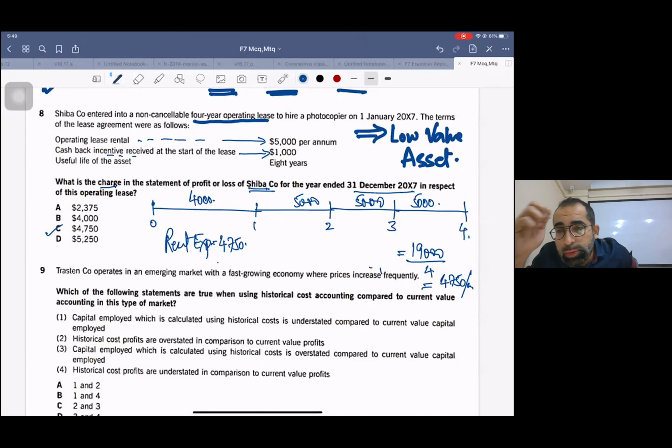This is something non-routine for you guys. As per my research, yes, you can do it like this as well. One guy told me just 1000 divided by 4. 1000 divided by 4 is your 250 incentive, and each year 5000 minus 250 will give you 4750. There are different methods. Did you understand this?